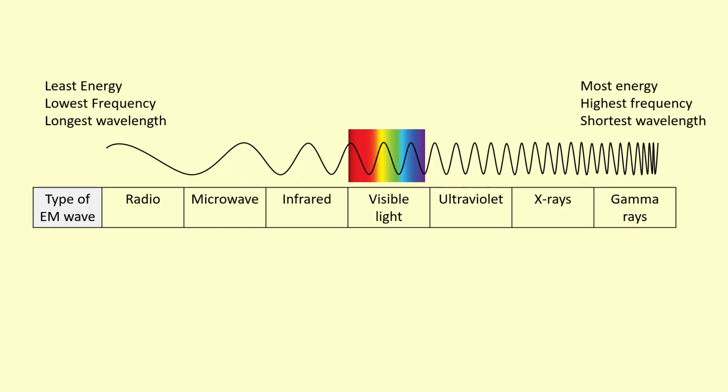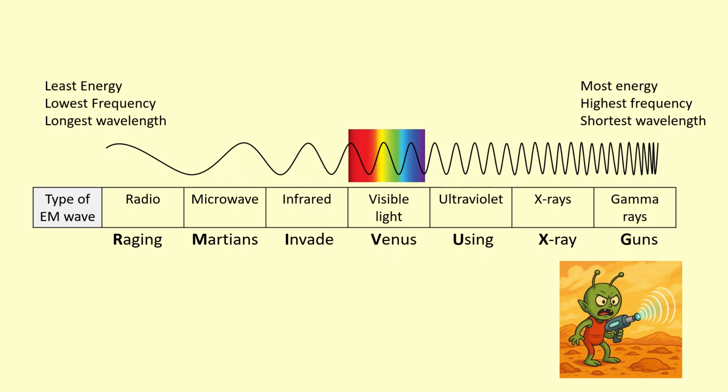So I'm going to give you a mnemonic to help you remember the order. The mnemonic is: Raging Martians Invade Venus Using X-ray Guns. Imagine this Martian here with an X-ray gun, invading Venus. What does R stand for? Radio waves. M for microwaves. I for infrared. V for visible light. U for ultraviolet. X for X-rays. And G for gamma. If you say this mnemonic out loud a lot and often, it will help you remember the order from the longest wavelength to the shortest.